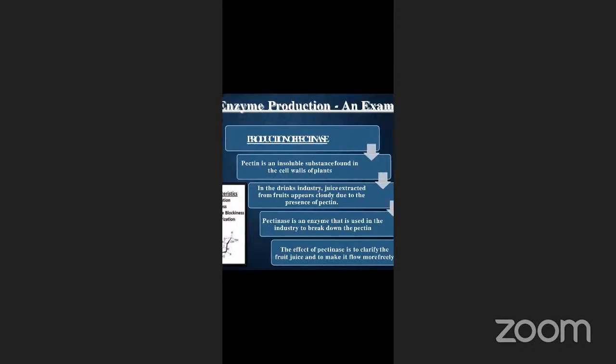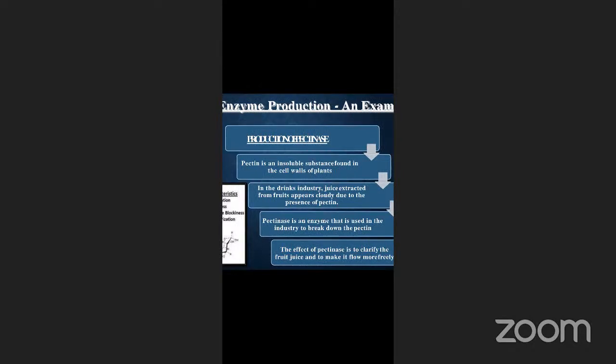If it is intracellular, you have to kill that particular organism and then isolate. So the process will change based on the extracellular or intracellular production. Now, this information you know. So first of all, what is a pectin?